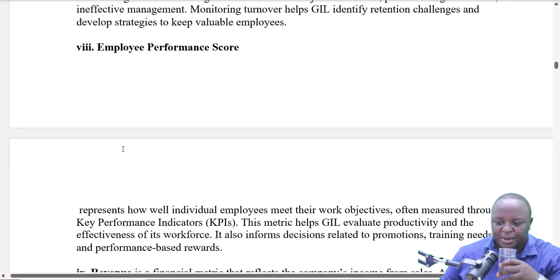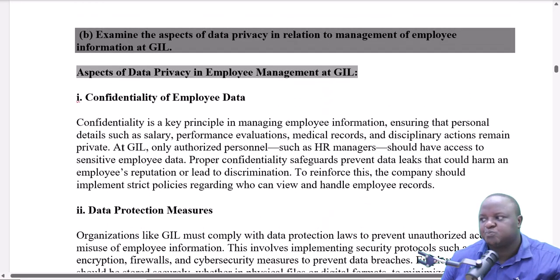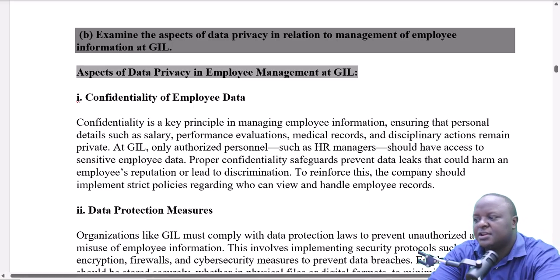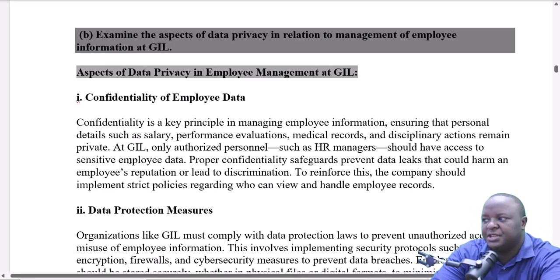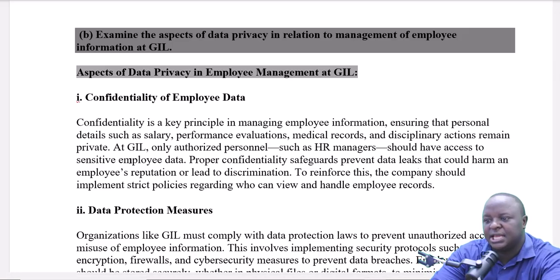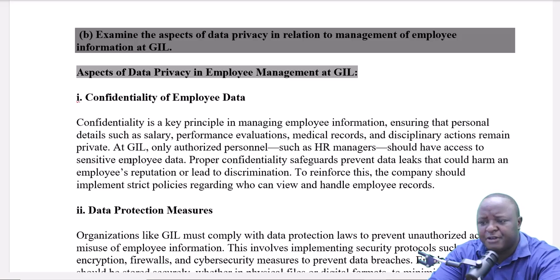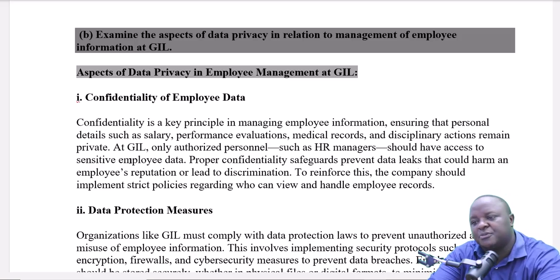Now, question 1B. Examine the aspects of data privacy in relation to management of employee information at GIL. So, the different aspects that come out from the case study that we read, the aspects of data privacy in employee management at GIL.